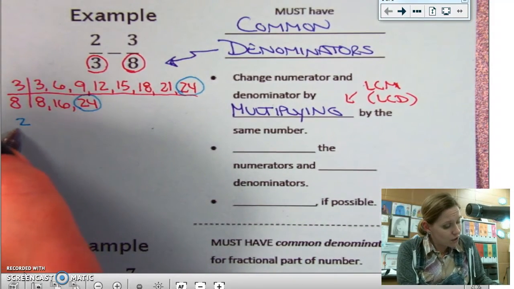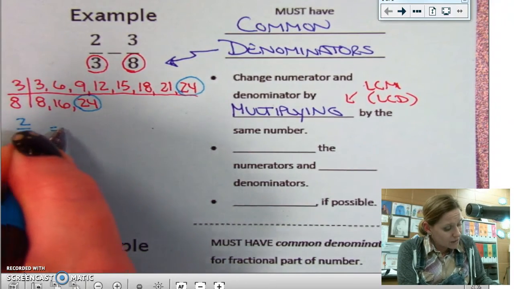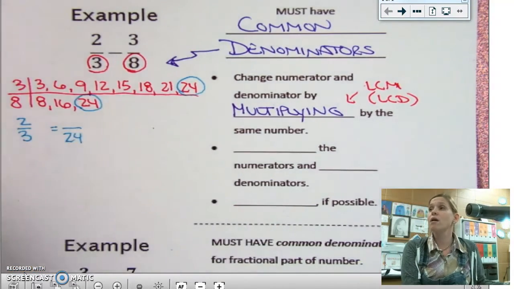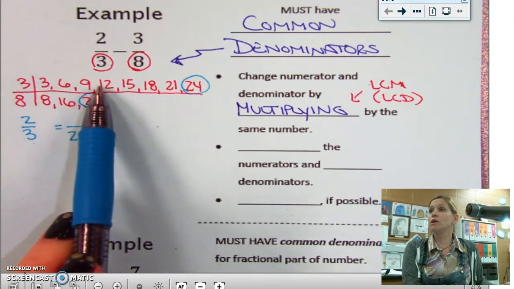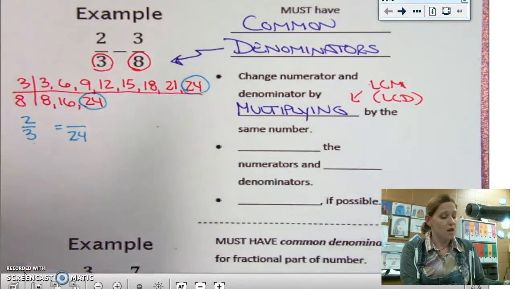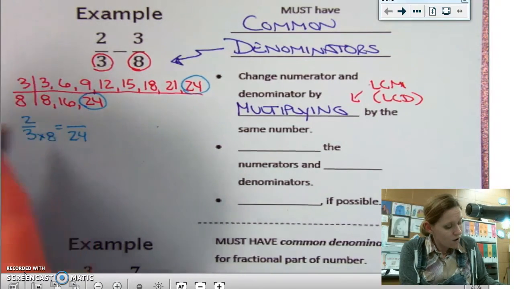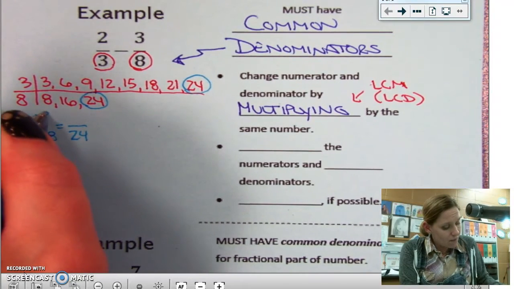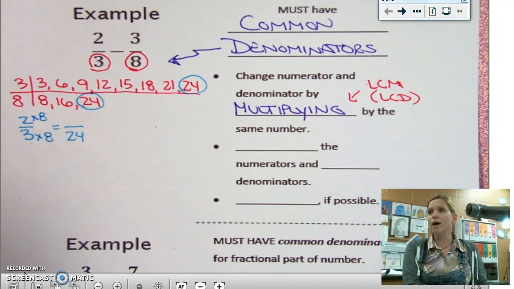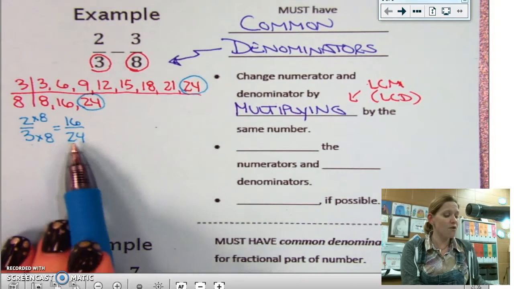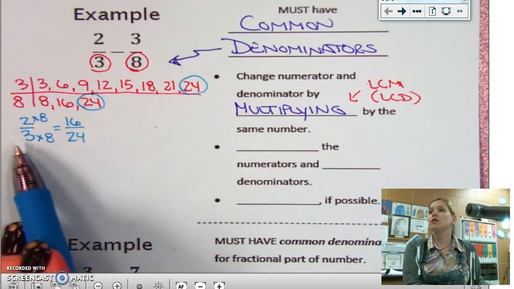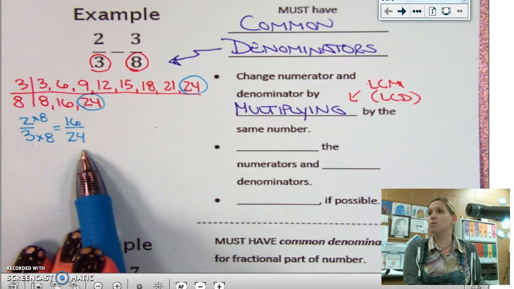So I'm going to start with 2/3. And we want to get it to be with a denominator of 24. So how do I go from 3 to 24? Well, times 1, 2, 3, 4, 5, 6, 7, 8. 3 times 8 is 24. And then whatever we do to the denominator, we must do to the numerator. So 2 times 8 is 16. So our first changed equivalent fraction, 2/3, is the same thing as 16/24.